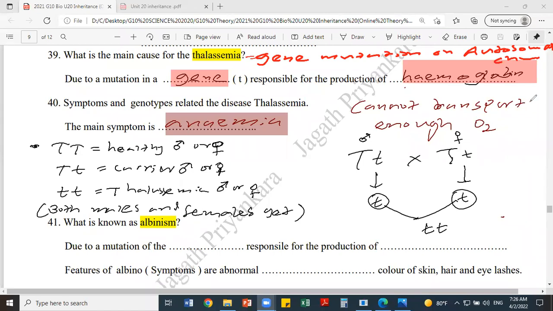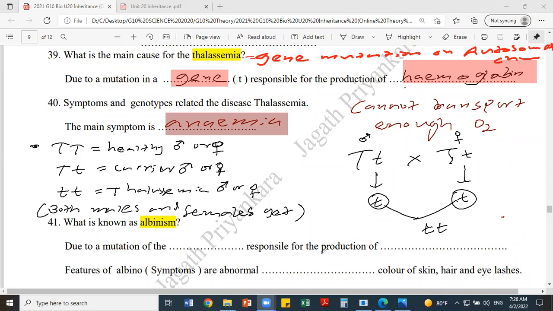Sir, that's why there are carrier males and females in thalassemia, because it's a recessive gene on autosomes, no? Yes, that's the reason. Both the carriers can be males and females, that's why I didn't write X or Y here. Capital T, simple T can be a male or female. Carriers also can be both males and females.